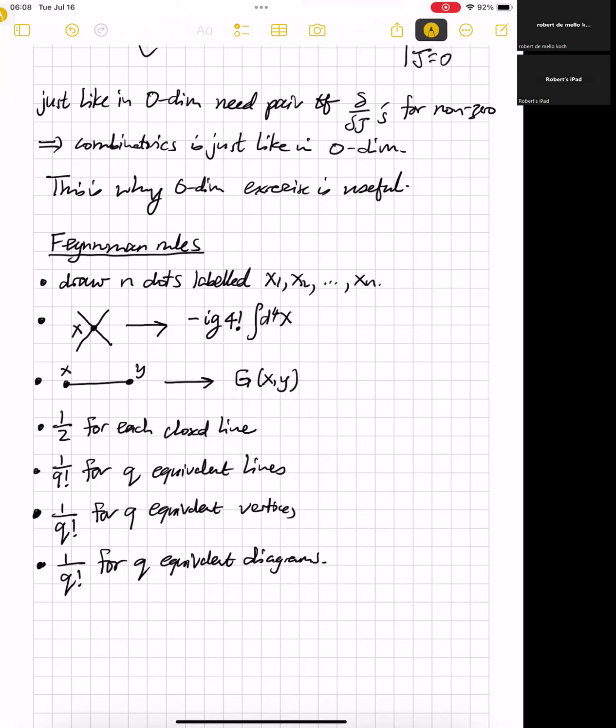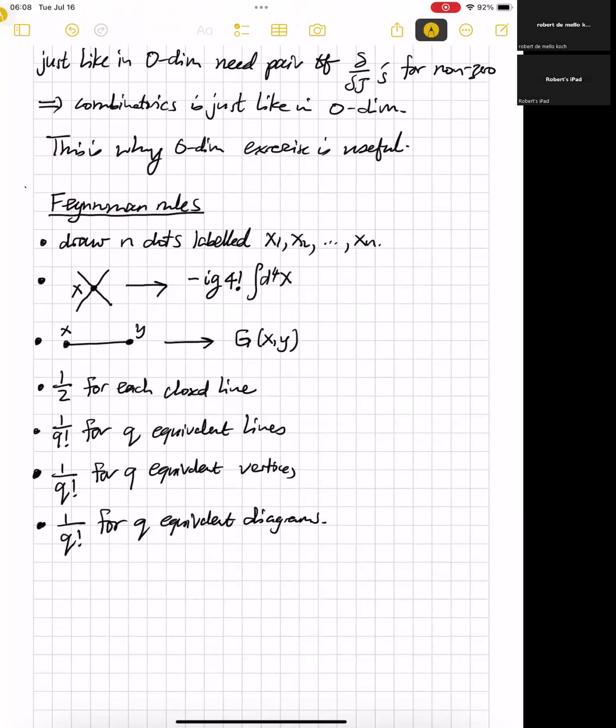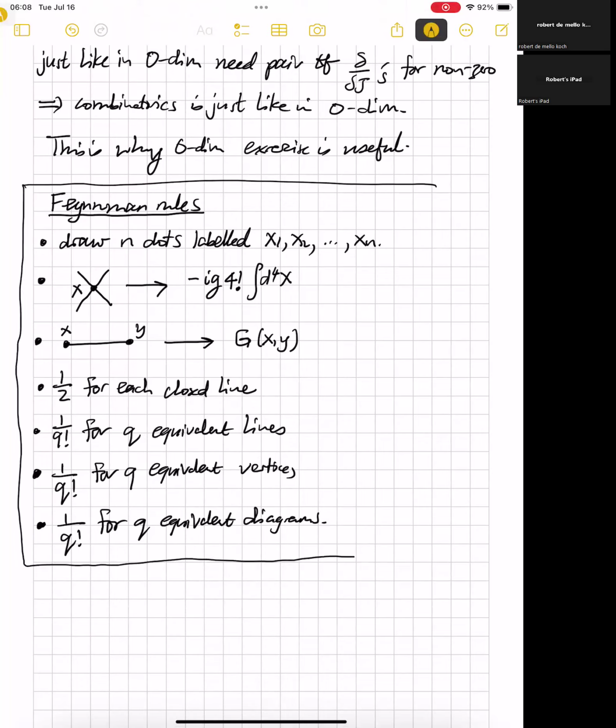Okay, so that's the Feynman rules for this theory. And what you can see is, all of these latter rules, all of the ones related to combinatorics, are exactly what they were in naught dimensions. The only thing that has changed is the vertex now is labeled and we have to integrate over it. The endpoints of lines are labeled by some positions. So we get a Green's function of those positions. And the dots that make up the Feynman diagram are labeled with the position of the field.